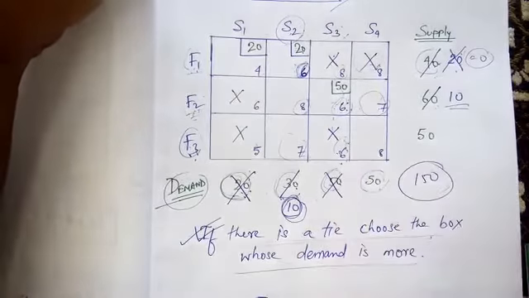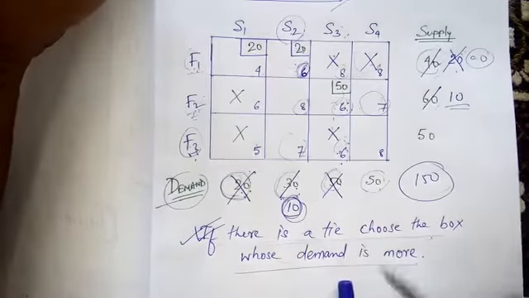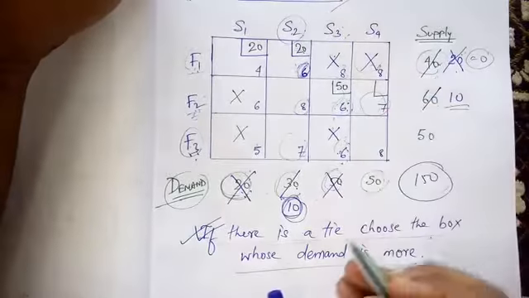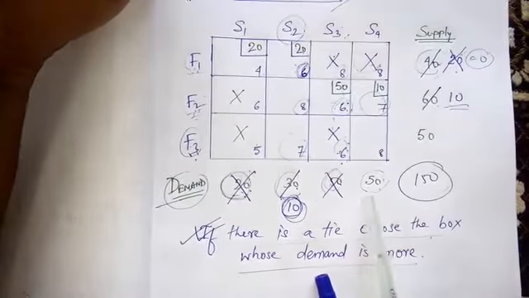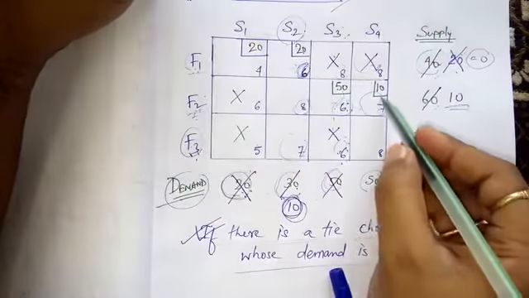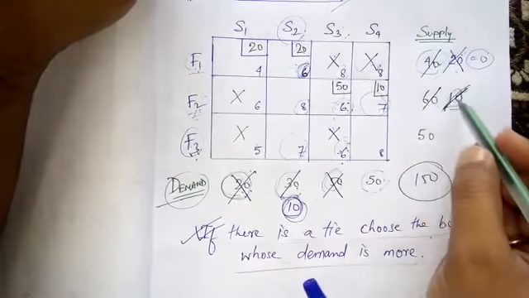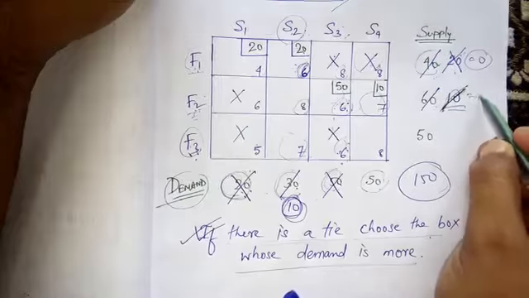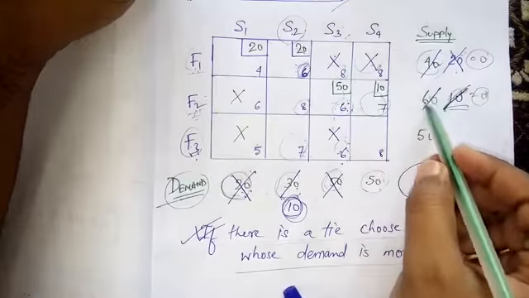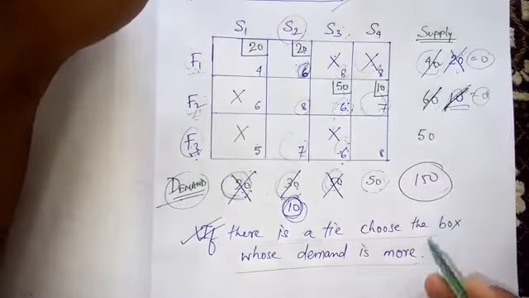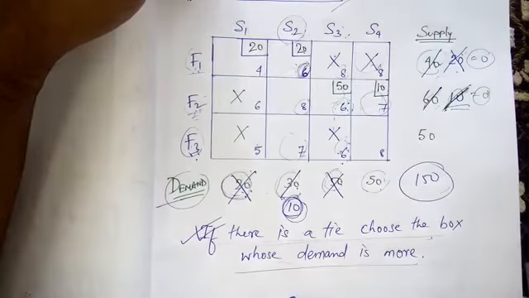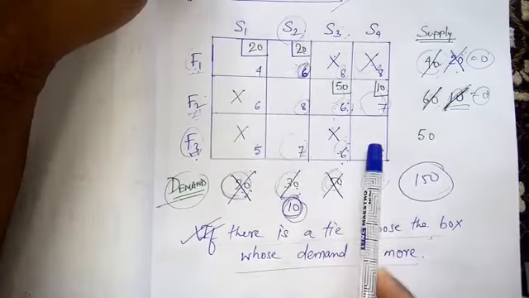Okay, understood. Now how many goods can I put in this box? 10. Though its demand is 50, I cannot put more than 10 goods, because what is the value left with factory 2? It was 10. So now it is 0. 50 plus 10, 60. All the supply is over. Okay. Now only these 3 boxes are left.